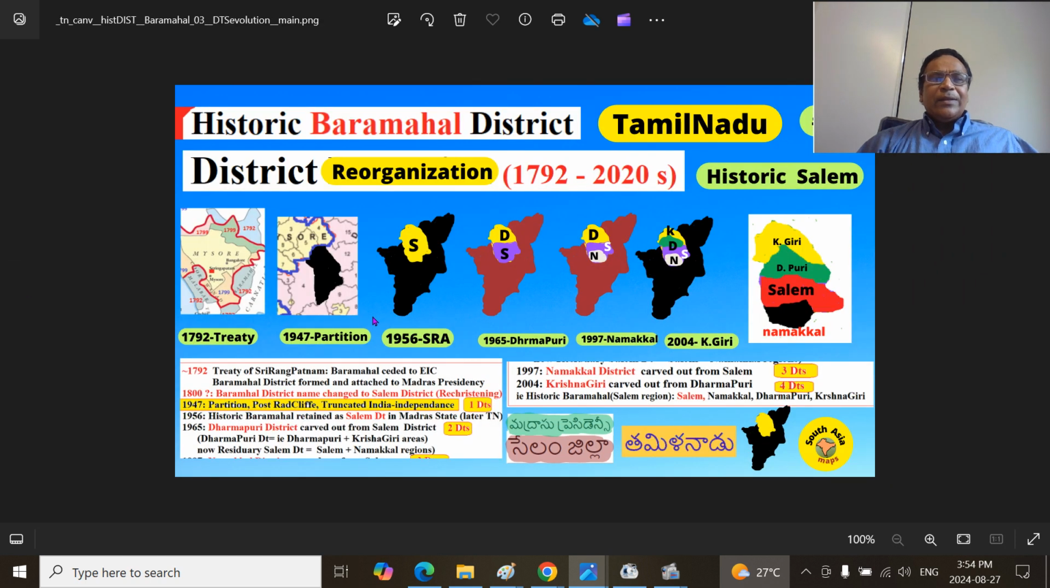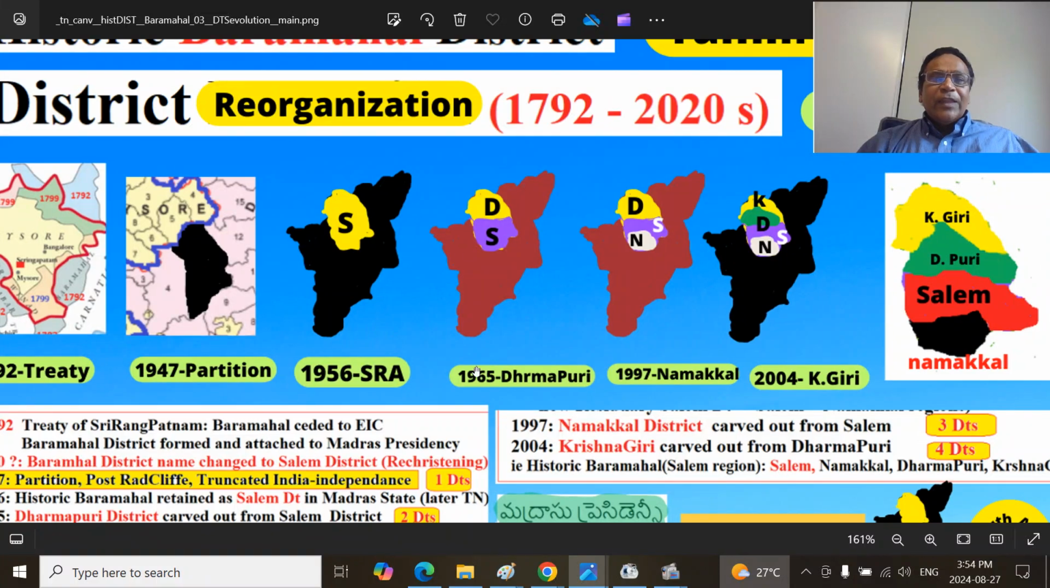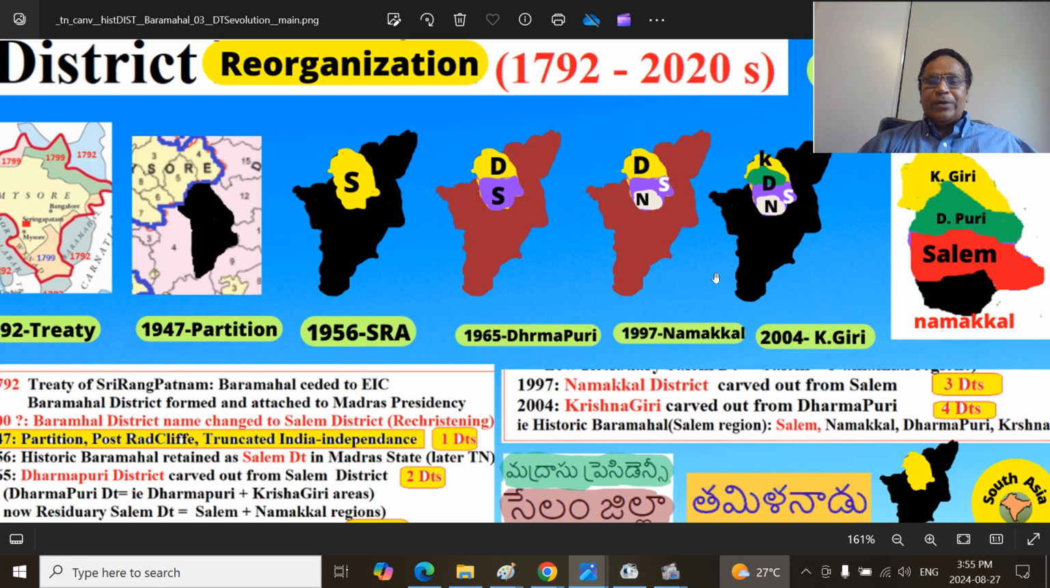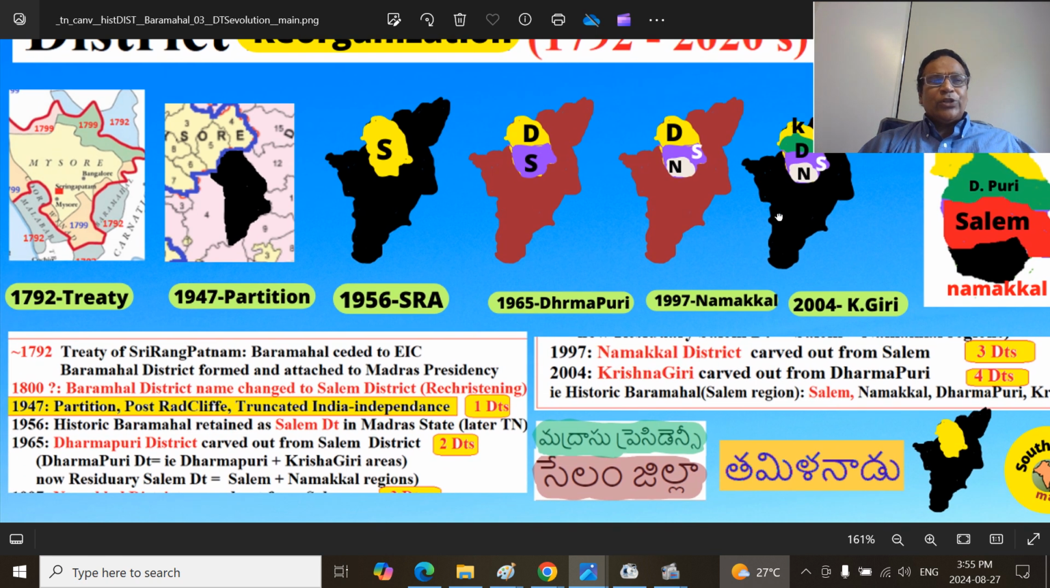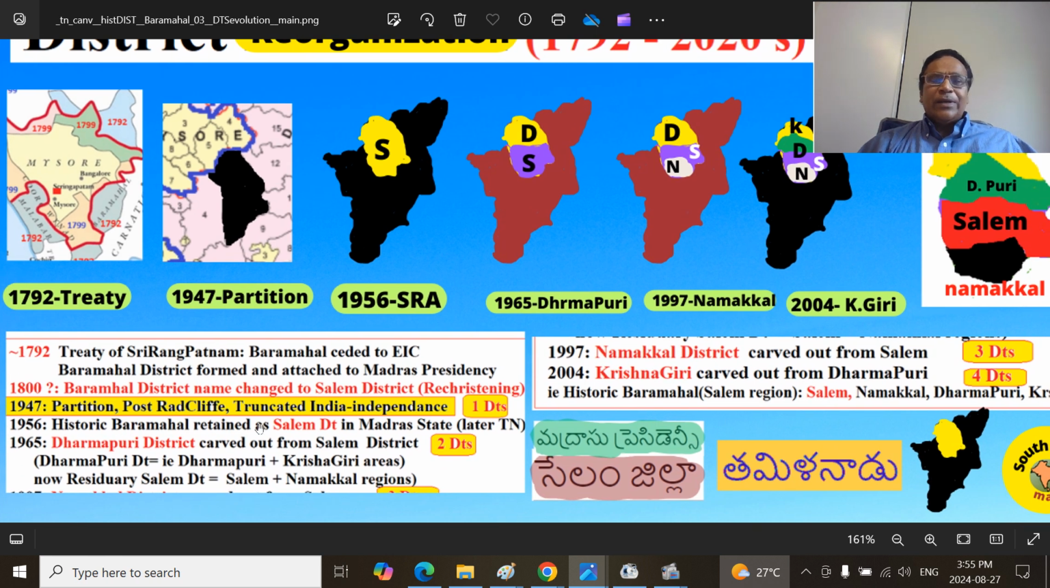1956 SRA, then 65 after DMK government took over from Congress. Then this is the Dharmapuri district formation further north, and further reorganization of the residuary Salem district, that is formation of Namakkal in the south, and further reorganization of the northern Dharmapuri district, that is the formation of Krishnagiri district. I have mentioned here. So I will just read over whatever I have told.